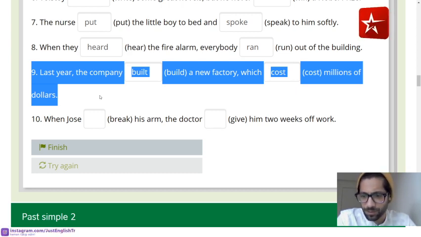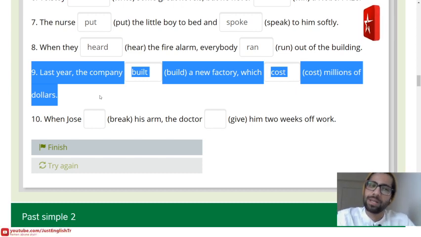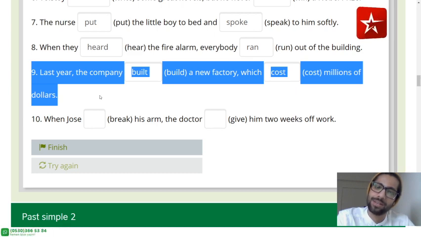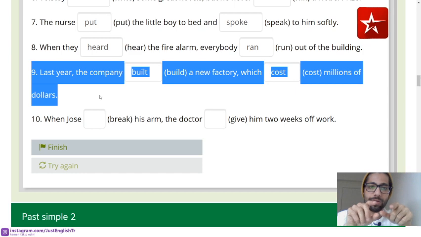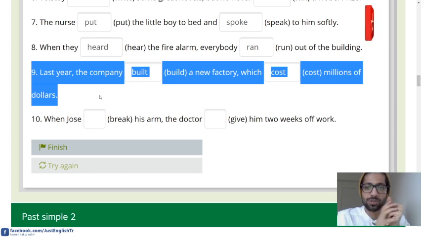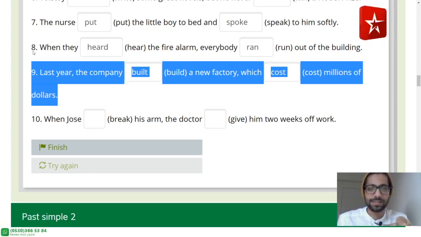Thank you, Miss Nursina. But last year, the company built a new factory. Now, when we are building a factory or something, it will take time. Yes. However, the action once in time, but the factory was built in a period of time. Yes. So what do you think? Look at this sentence. Last year, the company built a new factory which cost millions of dollars. This one, the company built a new factory. Now, if we go to factory, it will take time to be built.